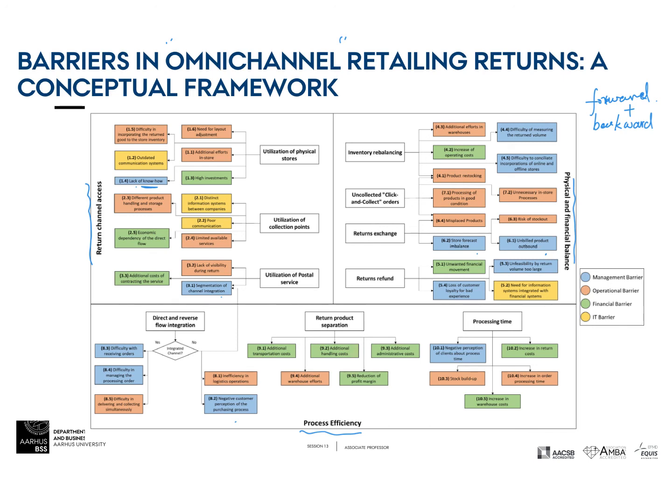The business needs to check the orders through the entire chain, both forward chains and backward chains. Backward chains are often ignored or not paid enough attention. And for the operational barriers, you can also quickly see in the retail channel processes, for example, 1.5, difficulty in incorporating the returned goods to the store inventory, limited available services, and lack of visibility during the return. That's basically related to the product check.